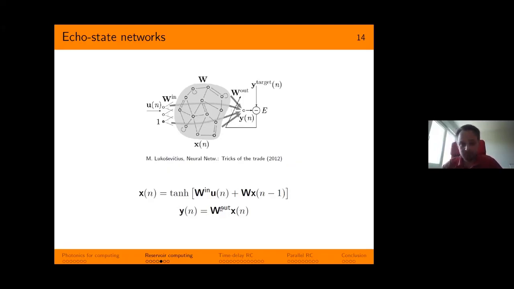The weights of all the connections, so the W in and the W internal, are generated randomly from some probability distribution. Let's say a normal distribution or uniform distribution, typically between -1 and +1. After this initialization, the input weights and the reservoir weights are rescaled with given scaling parameters. It can be the input scaling or the internal scaling for the W matrix. This is to adapt the dynamics of the system to the properties of the task that we want to solve.